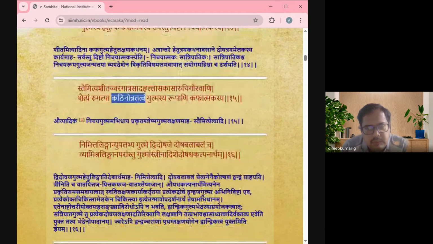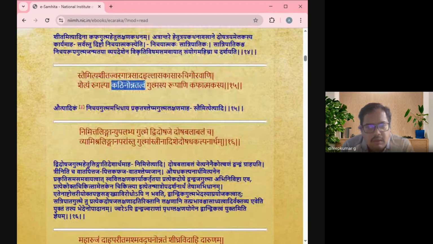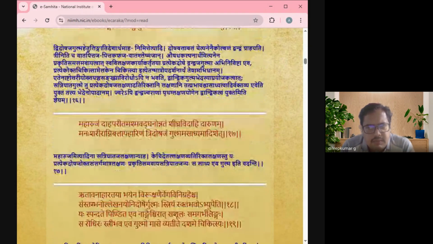Finally, we'll go into the Nichaya Gulma. Nichaya Gulma is a combination of all the three doshas. So Nichaya Gulma, shloka number 17, you can see Maharujam, very severe pain. Daha Paritam, excessive burning sensation.